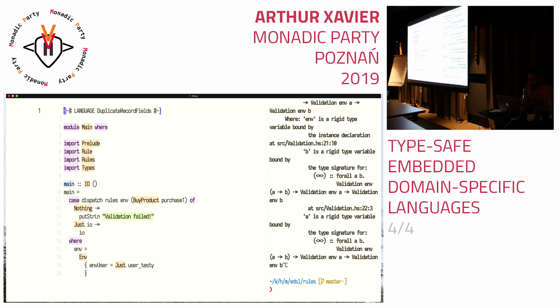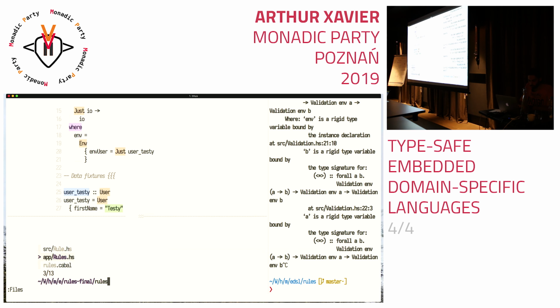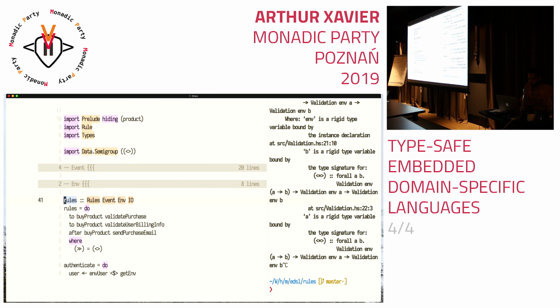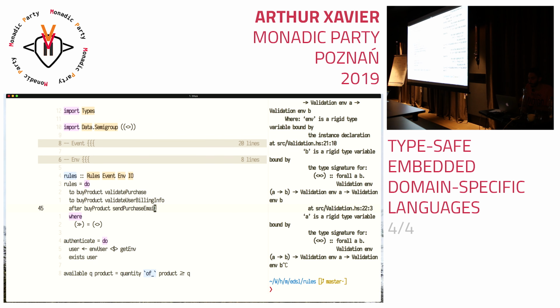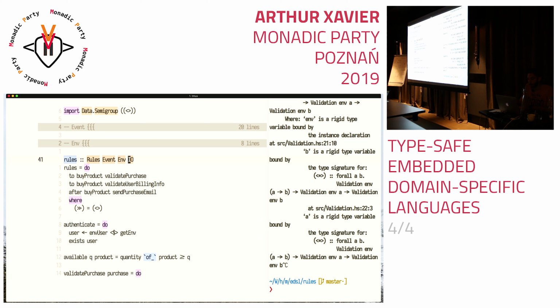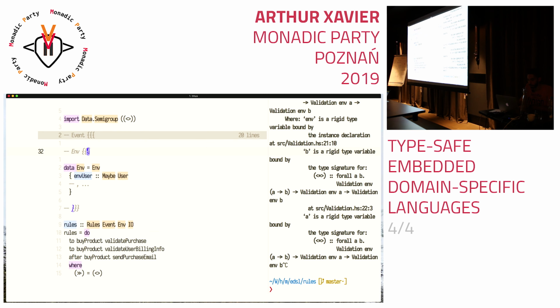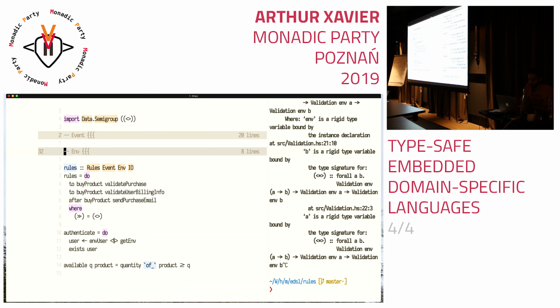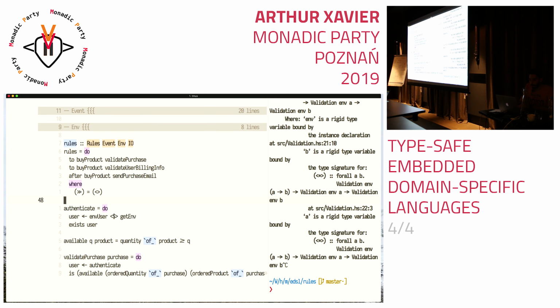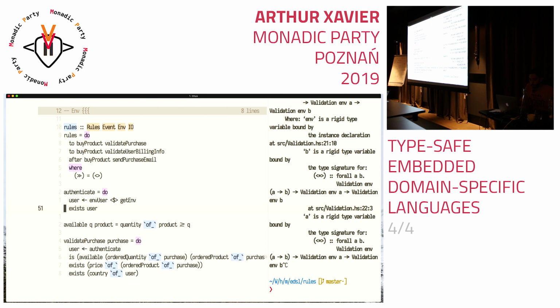I'm going to go to main here. So in the main file for this program, we have this set of rules here. In order to buy a product, we validate a purchase. In order to buy a product, we also validate the user billing info. And after buying a product, we send a purchase email. This all happens in the IO monad. We have this env here, which is defined as just this. We just have a user that could be authenticated at the moment. And we have this authenticate helper here.